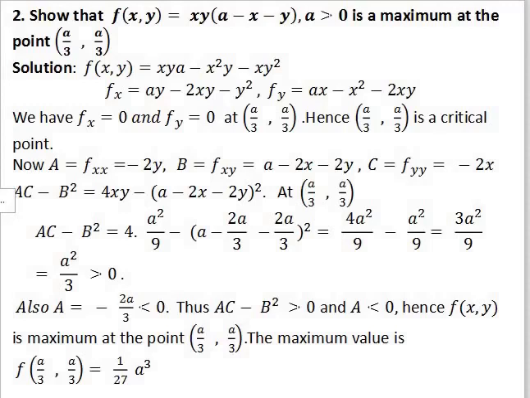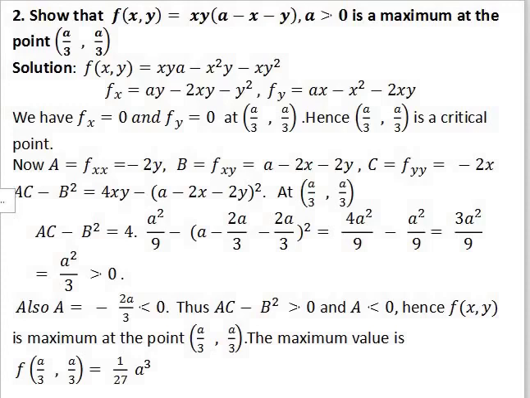f(x,y) = axy - x²y - xy². So differentiate the function partially with respect to x, that is fx equals derivative of axy, which is ay, minus differentiation of x²y, which is 2xy, minus differentiation of xy², which is y². So fx = ay - 2xy - y².